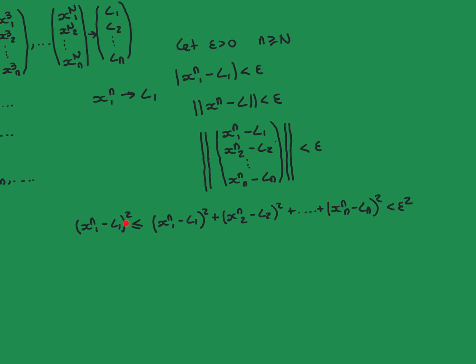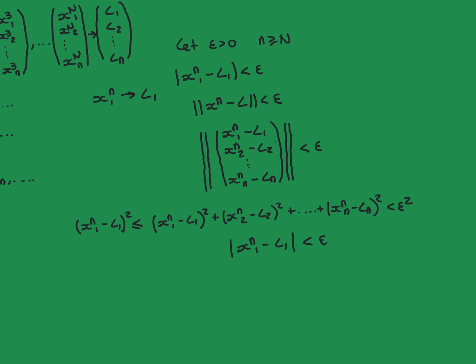But you can always say that this thing is going to be less than or equal to this sum of squares. And so by transitivity I can now conclude that as this thing is less than or equal to this whole sum, and this sum is strictly less than epsilon squared, then this thing must be strictly less than epsilon squared. So (xn1 minus L1) squared is strictly less than epsilon squared. And now this is looking very hopeful. All I need to do now is take square roots.